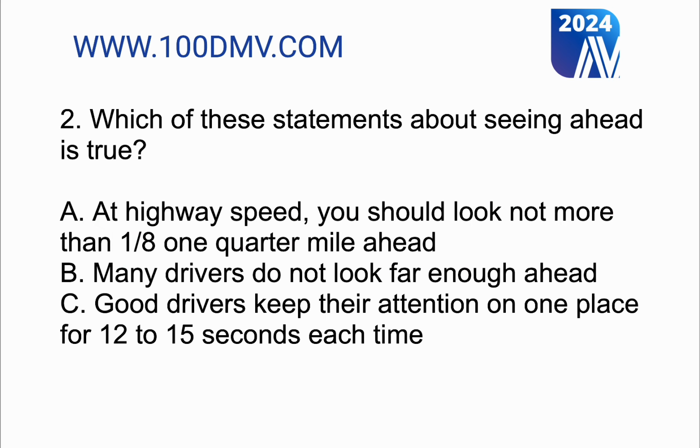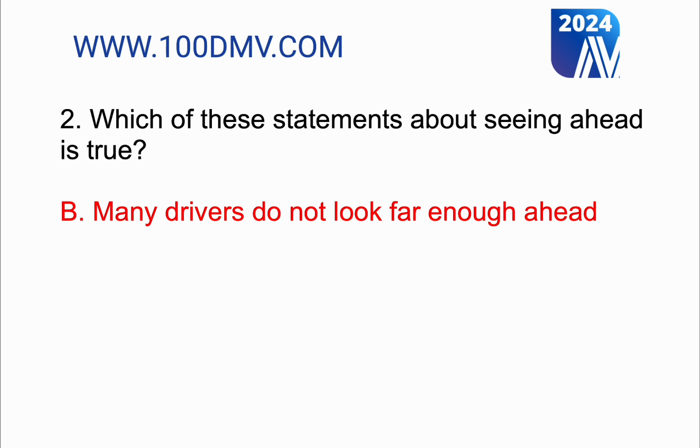2. Which of these statements about seeing ahead is true? A. At highway speed, you should look not more than 1 to 1/4 mile ahead. B. Many drivers do not look far enough ahead. C. Good drivers keep their attention on one place for 12 to 15 seconds each time. Correct answer. B. Many drivers do not look far enough ahead.